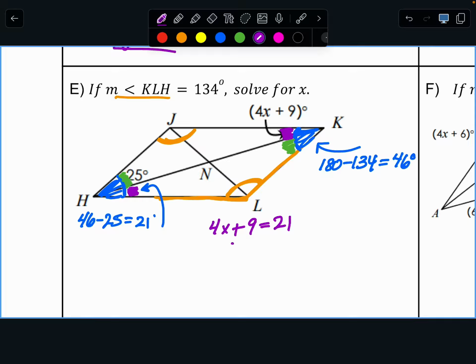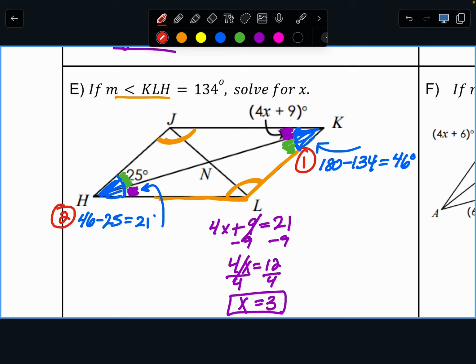So now I can subtract 9 and get 4x equals 12, and then divide, and I get x equals 3. So in order, first we had to figure out what the blue angle was. Then we had to find the other half of that angle, and then we could solve for x.